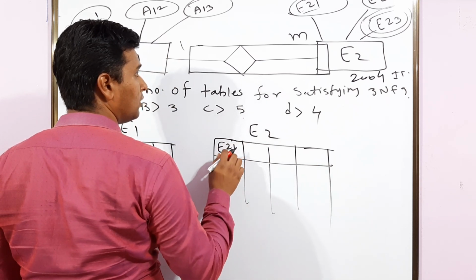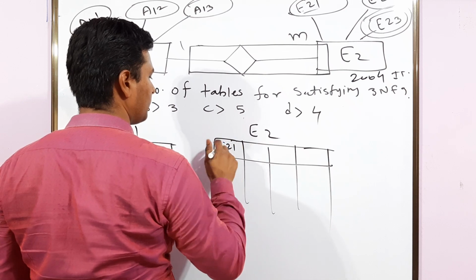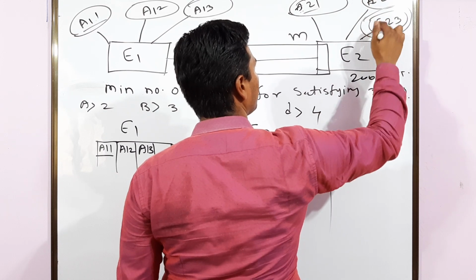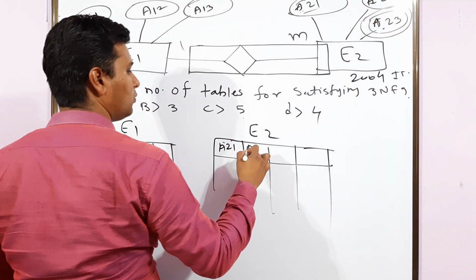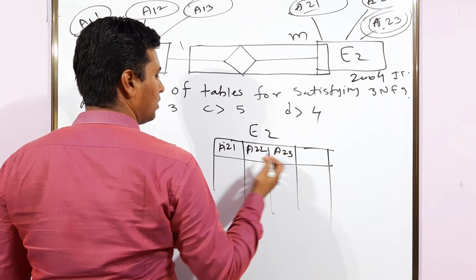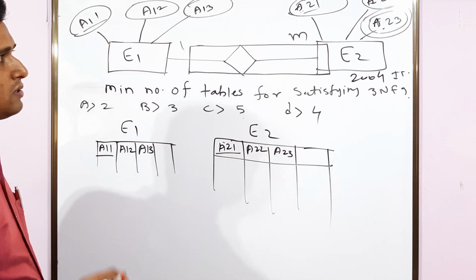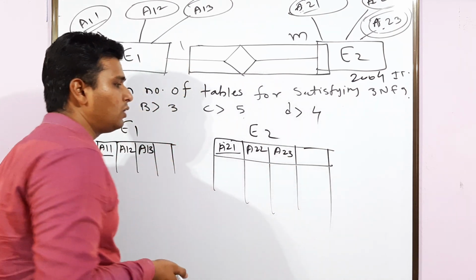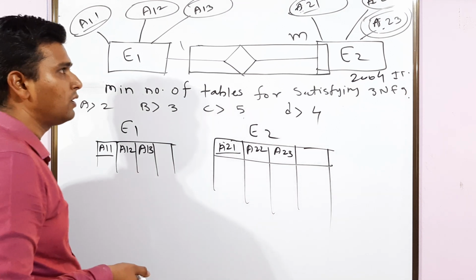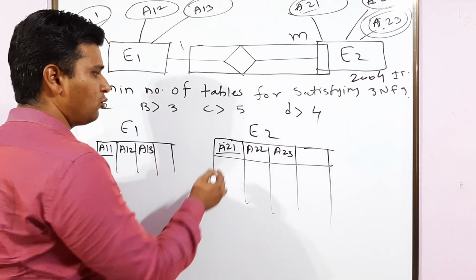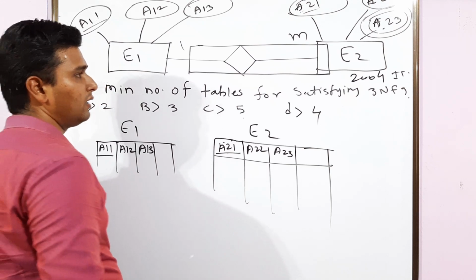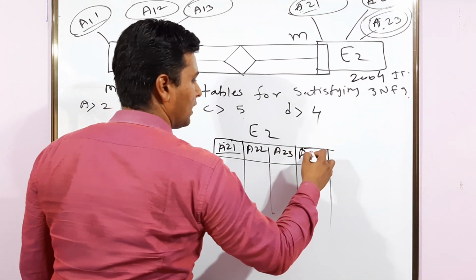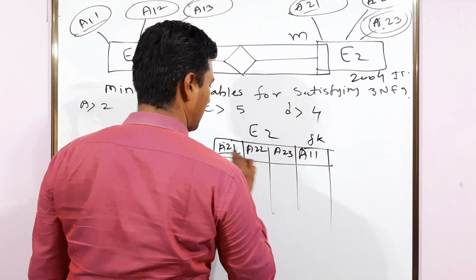E2 has A21, A22 and A23, plus A11. Here A21 is the primary key, and A23 is a multi-valued attribute. How do we deal with a multi-valued attribute? We have to decompose it into a separate table. And according to the rule, we add A11 as a foreign key in this table. The primary key will be A21.